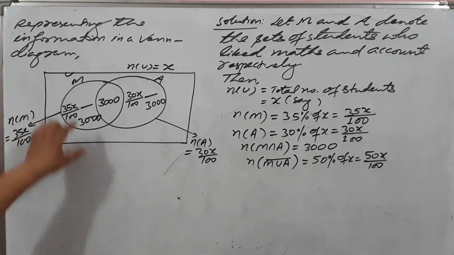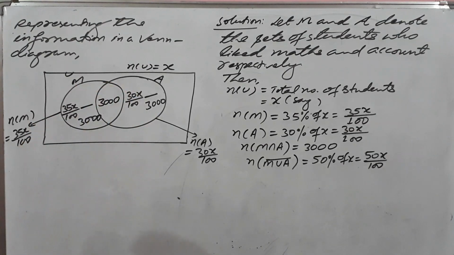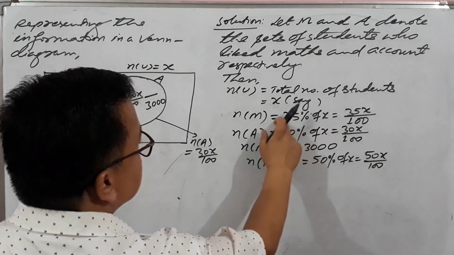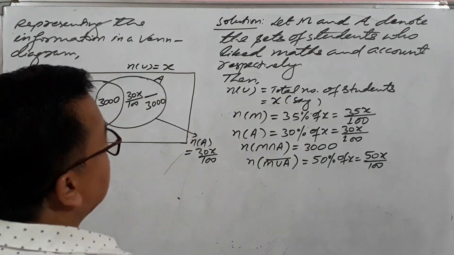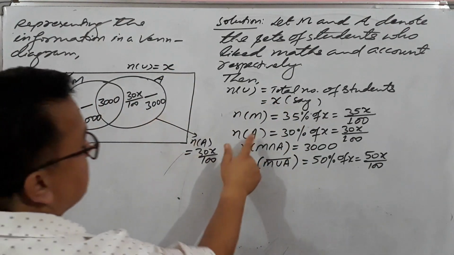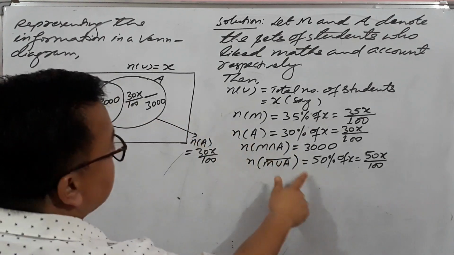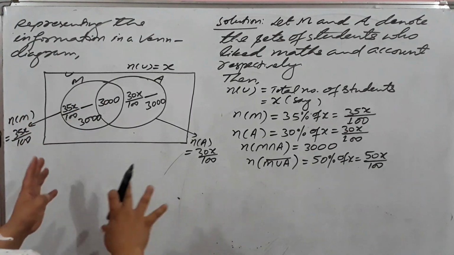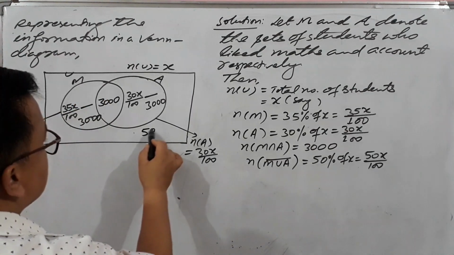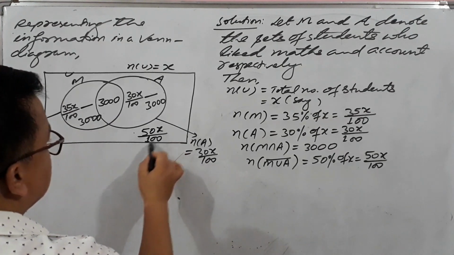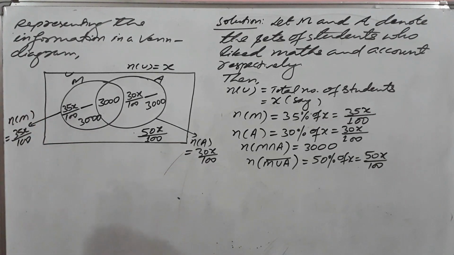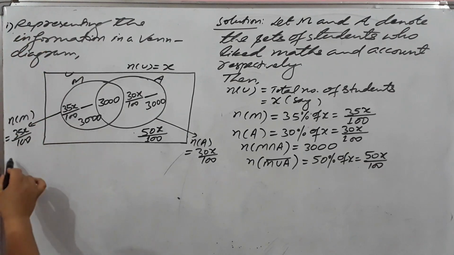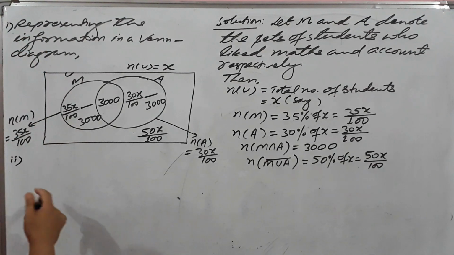So I guess you are clear. This represents only, okay. Now the next information: this is represented here, and this one also, and this information we write down here, right? So inside the rectangle but outside the circles, the complement, 50x upon 100, right? This work is done. Representation is completed. This is the first part to be answered. Now the second part.